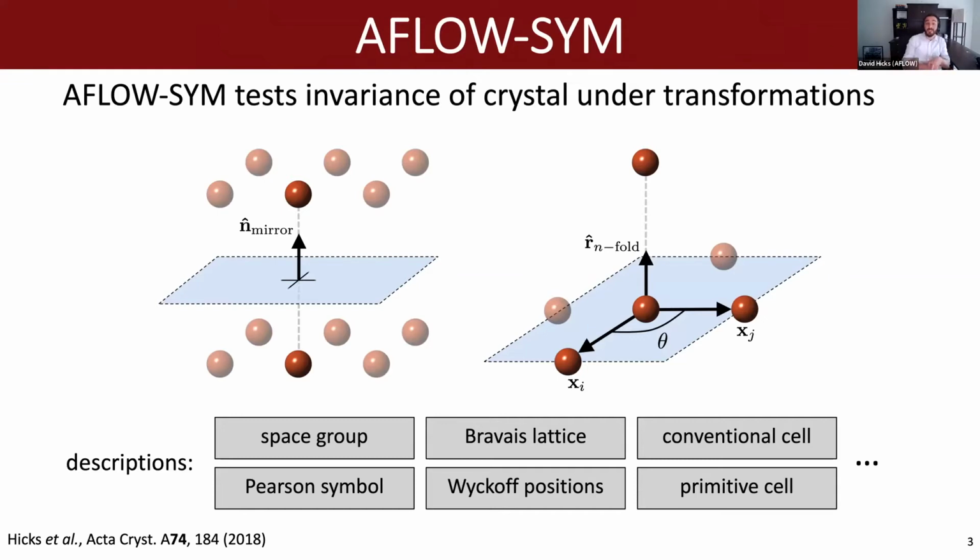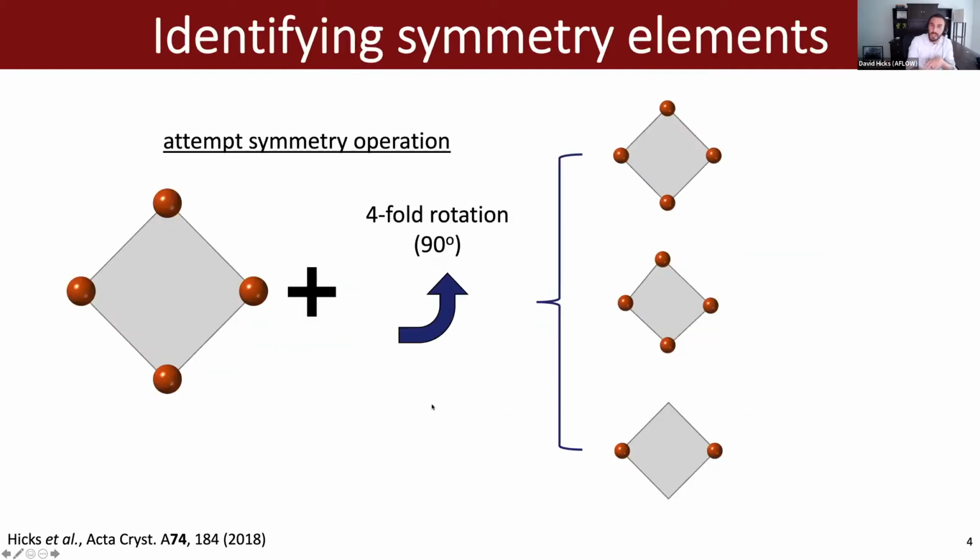The first tool is AFLOW-SYM. It's appropriately named because it determines the symmetry of your crystal, that is, the invariance of a crystal under particular transformations. That would be mirror planes, n-fold rotations, and roto-inversions. From this information, you can get descriptors such as the space group, Bravais lattice, Pearson symbol, and also the Wyckoff positions. A lot of people say, all the symmetries are tabulated if you just look them up in a table.